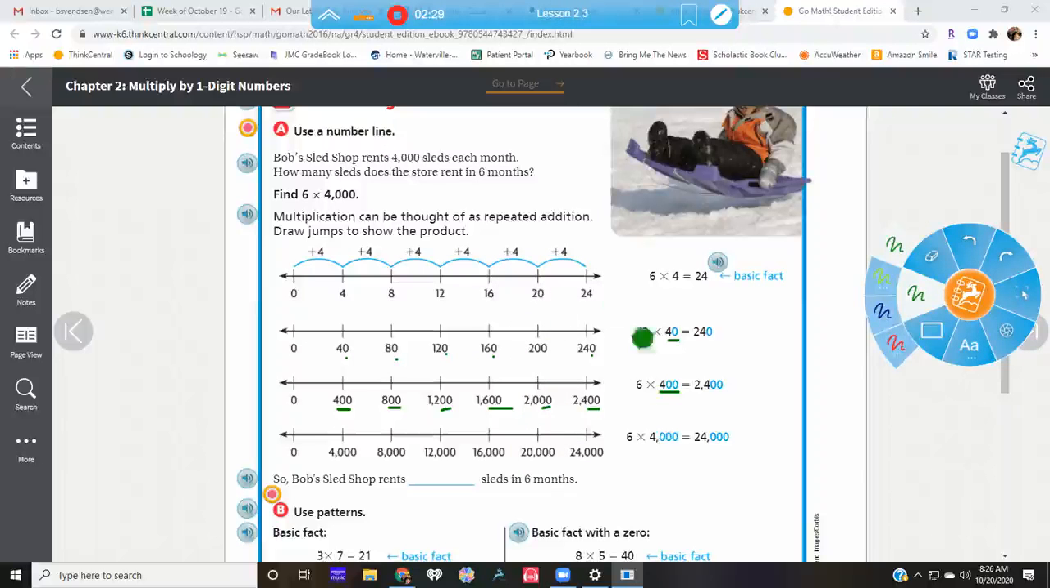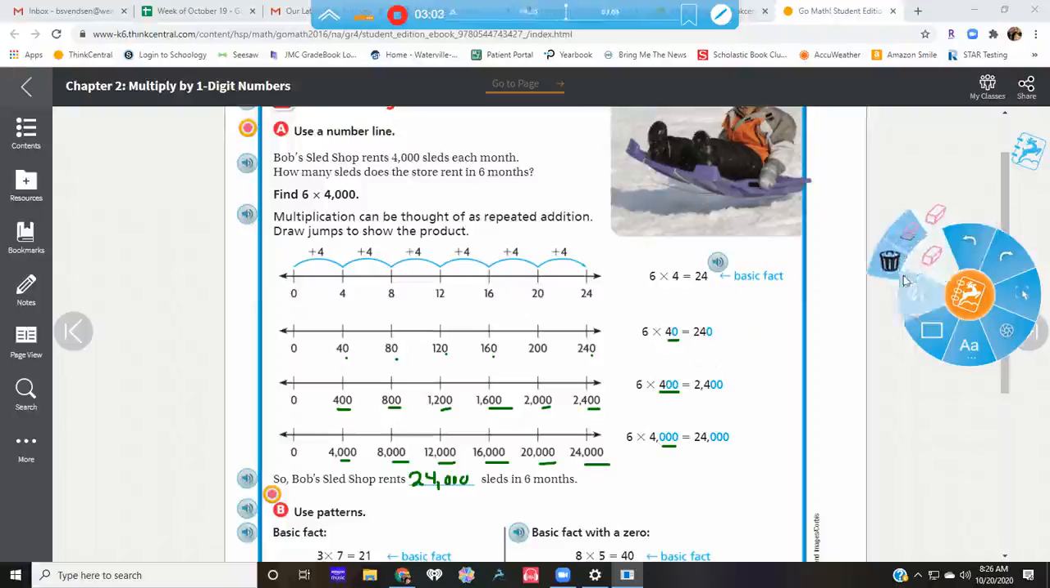Then we're going to add 3 zeros, 3 zeros, 3 zeros, 3 zeros, 3 zeros, and 3 zeros. So if we want to know 6 times 4,000, we're going to do our basic fact. 6 times 4 is 24. And then we're going to add 3 zeros: 1, 2, 3. And we're going to get the number 24,000. That is a lot of sleds to rent in 6 months.